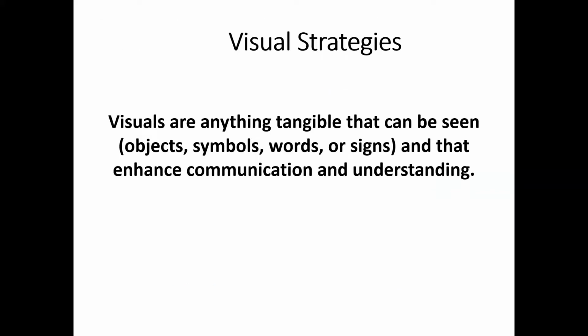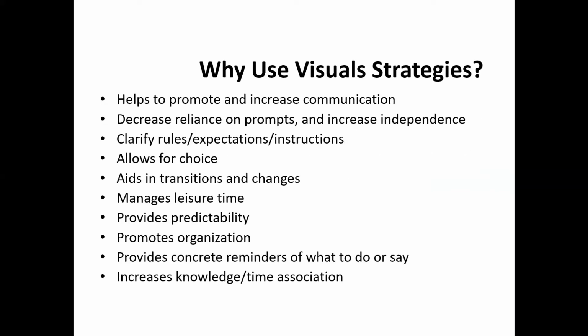So next we'll go through some visual strategies. So visuals are anything tangible that can be seen, such as objects, symbols, words, or signs, and that enhance communication and understanding. So this is a really good strategy for supporting autistic people. Visuals help them in so many ways.